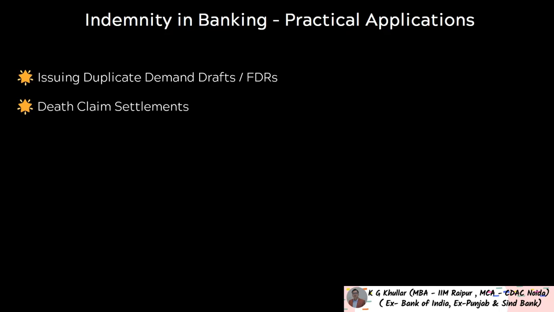So friends, as you can see, banks use indemnities every day. Some practical examples are issuing duplicate demand drafts or FDR. Here the bank first takes an indemnity bond from the customer and then issues duplicate DDs or FDRs. The next is death claim settlements, that is, when legal heirs claim money from a deceased account holder. And lastly, with respect to locker agreements, banks also use indemnity clauses in safe deposit locker operations.